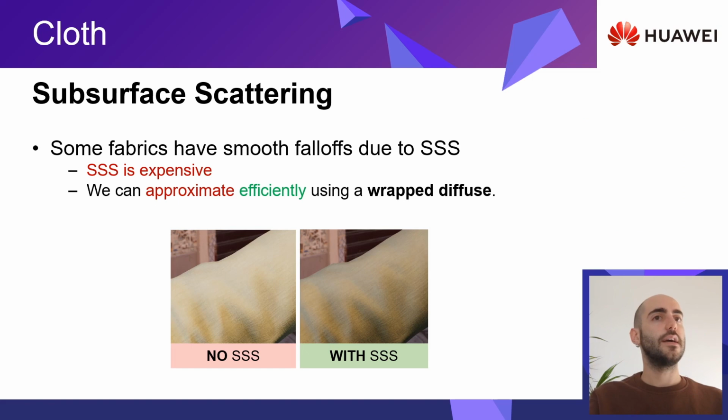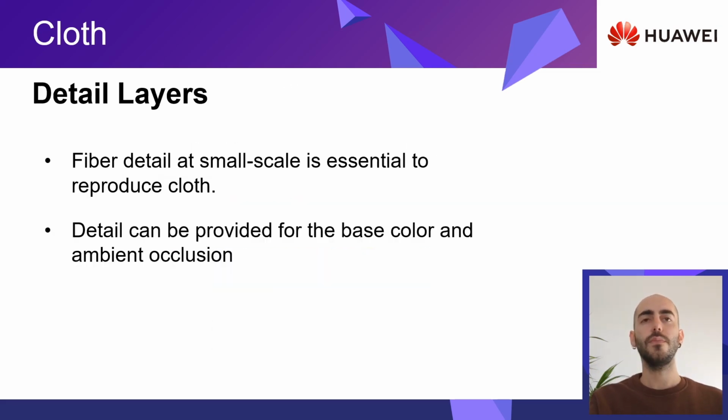And same as with the eye sclera, some fabrics have smooth fall-offs due to the fiber's translucency. Again, this specific case is a very low frequency phenomenon which can be approximated with the wrap diffuse. Finally, using detail layers really helps to improve the look of clothes at a small scale. The exposed options are base color and ambient occlusion detail layers.